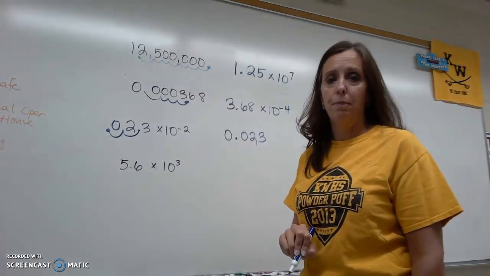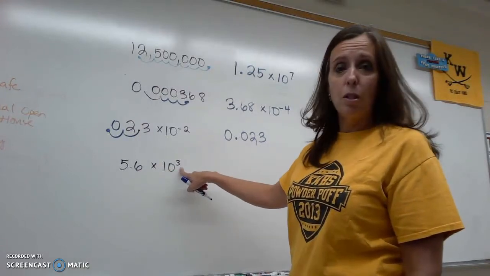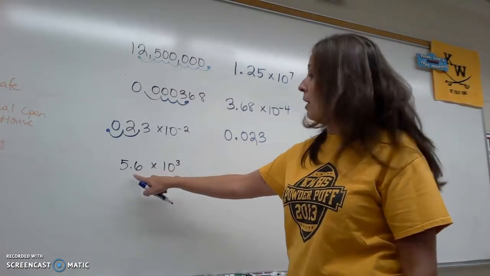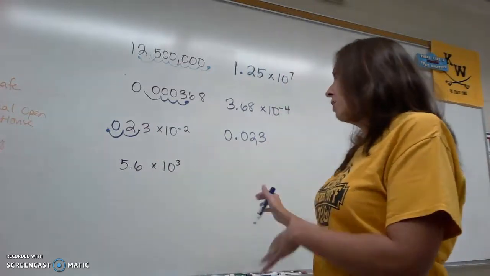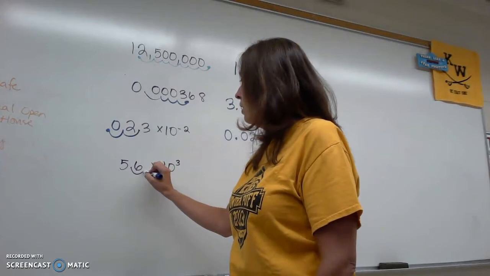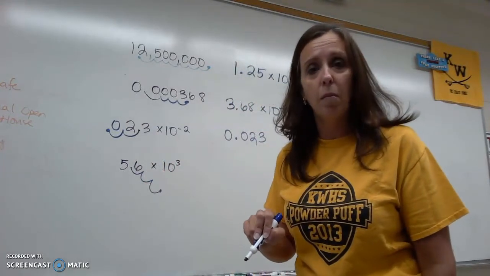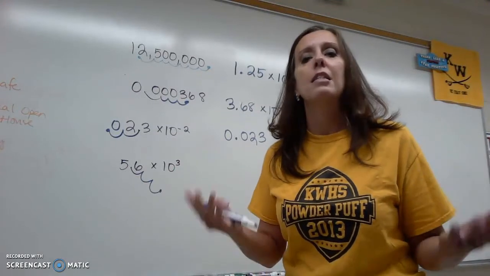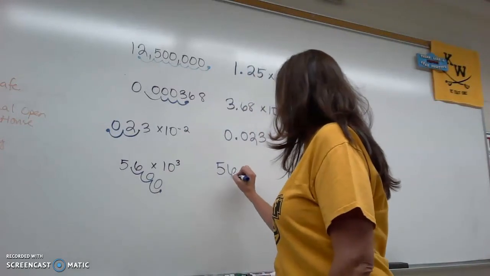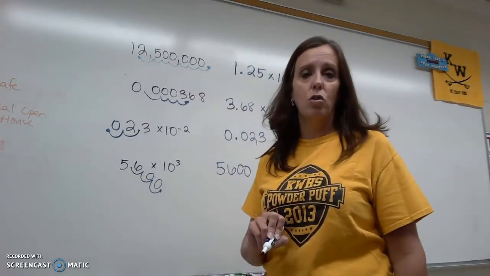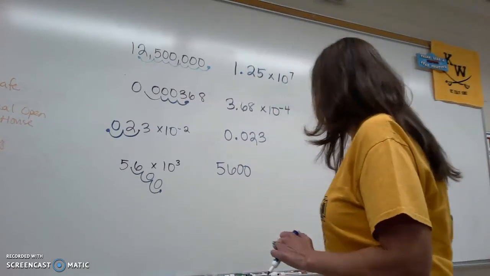So this number is really that number, okay? On this one, I see that my exponent is positive. That means I'm going to make this number bigger. So when I go to move that decimal, I'm moving it to the right. So 1, 2, 3, okay? I have 2 little divots there. What am I going to put in those divots? Zeros. So this number is really just 5,600, okay?